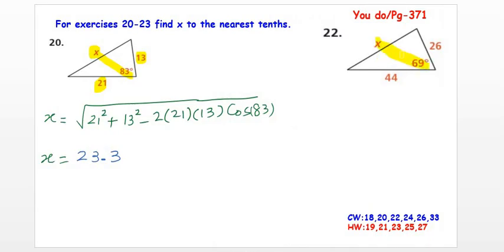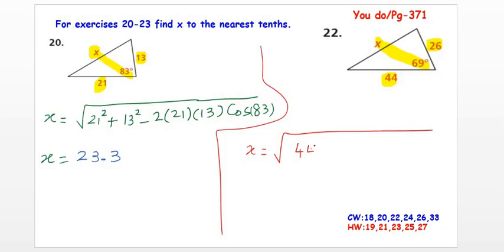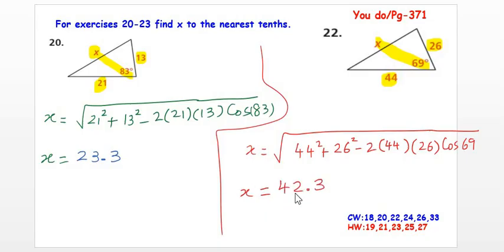Okay, here is the next question, same idea. Look at this. You are trying to find the side, the angle is given, and these are the two sides in which the angle is included. So the same formula we are going to write. I'll do it with the red color. So x equals square root of 44 squared plus 26 squared minus 2 times 44 times 26 times cos 69, and then we will put all of it on the calculator. So we got 42.3. So the value of x will be 42.3.